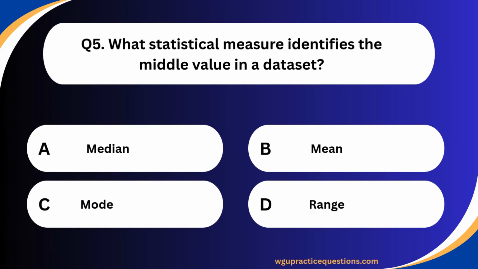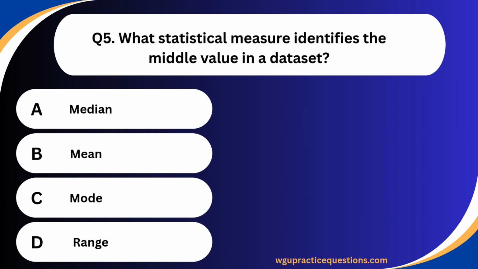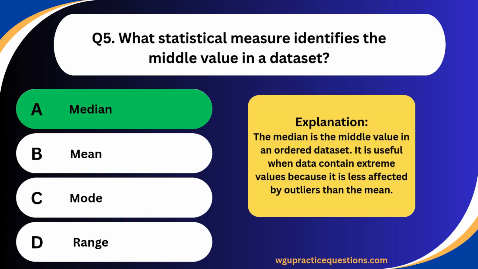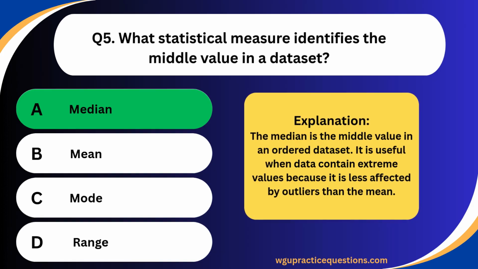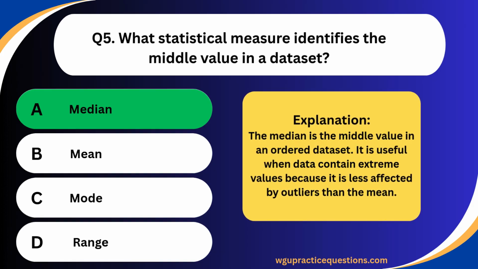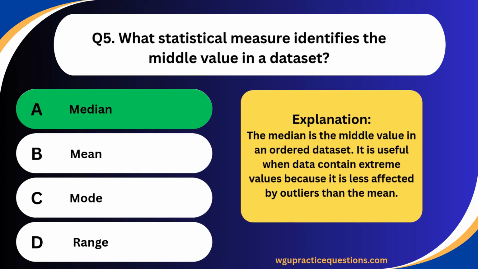Question 5. What statistical measure identifies the middle value in a dataset? A. Median. B. Mean. C. Mode. D. Range. Which one is the correct answer? The correct answer is A. Median. Explanation. The median is the middle value in an ordered dataset. It is useful when data contain extreme values because it is less affected by outliers than the mean.